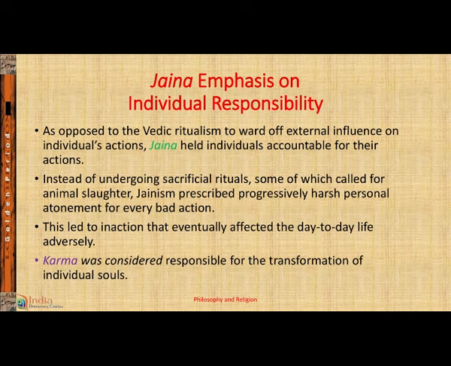That karma was considered responsible for the transformation of individual souls, which means that you go through different cycles of birth and death, and depending on your karma, you attain a higher form of life.